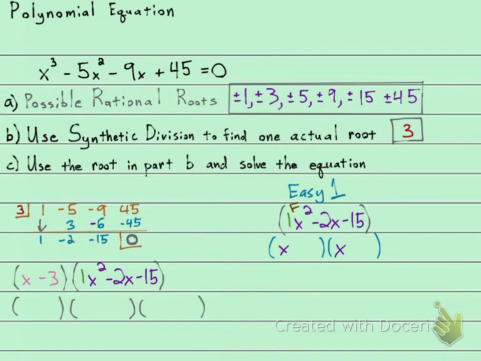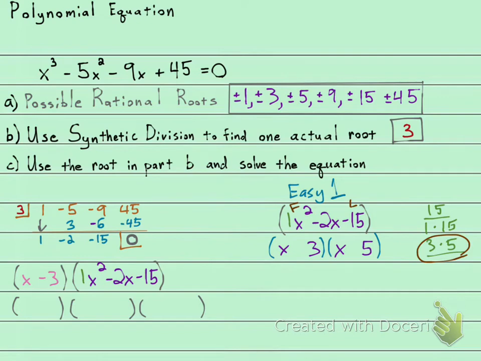My last 2 will give me the last part, the 15, and we need to figure out what that's going to be. Let me come to the side. How do we get 15? It could be 1 times 15. It could be 3 times 5. Now, which of these 2 pairs is going to give you a negative 2? And that is 3 times 5. So we're going to have a 3 and a 5.